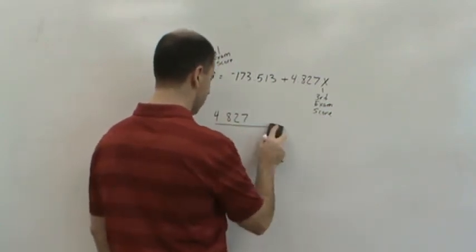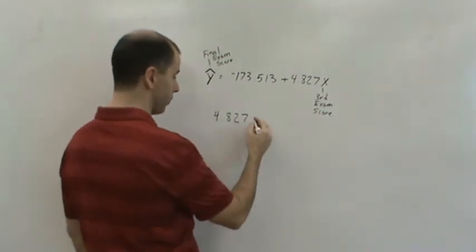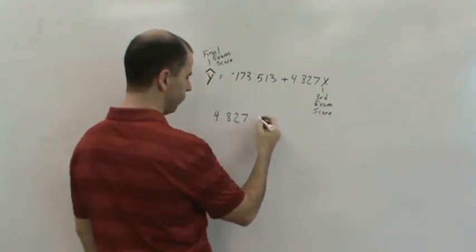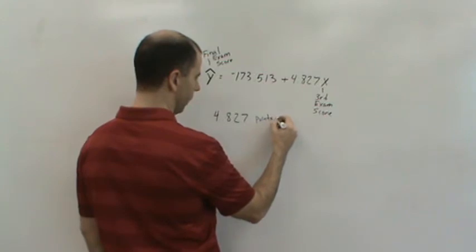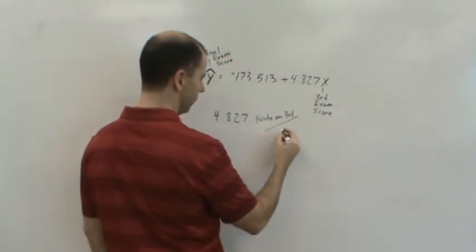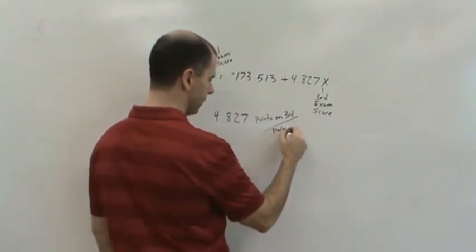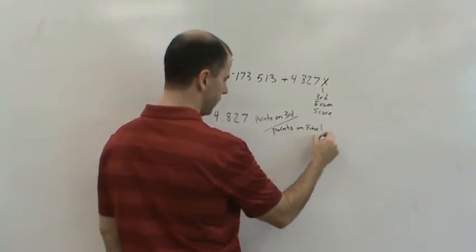Now let me do this. So in this case, the way we normally write things, rise over run, so it'll be 4.827, what? Points on third exam per, right? Divided by per points on final. Okay, that's normally how we talk.